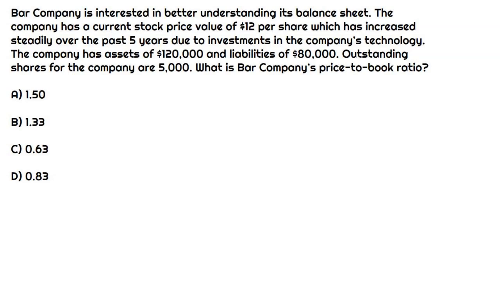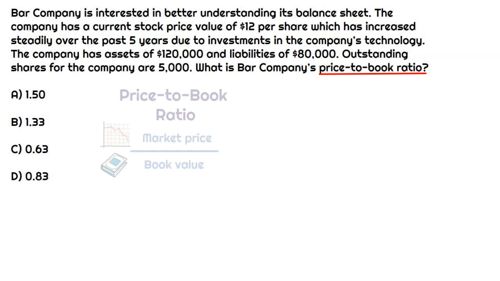So for whatever reason, Bar Company is interested in better understanding their balance sheet. Now, if we skip to the last section of this question, it says, what is Bar Company's price to book ratio? So ultimately, they are choosing to calculate the price to book ratio. And as we know, this ratio just compares the market price to the book value of the company. And this is going to be on a per share basis in this question, because what we're given is a current stock price value of $12 per share.